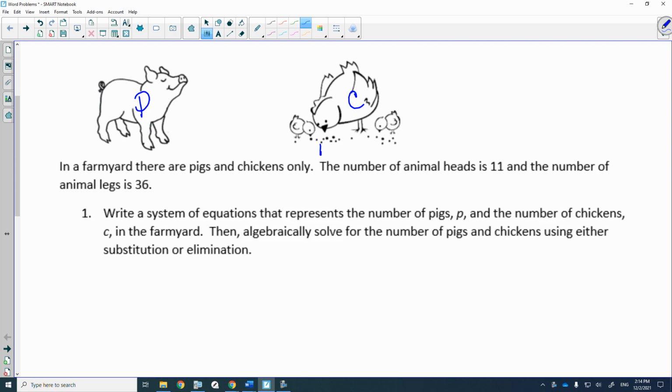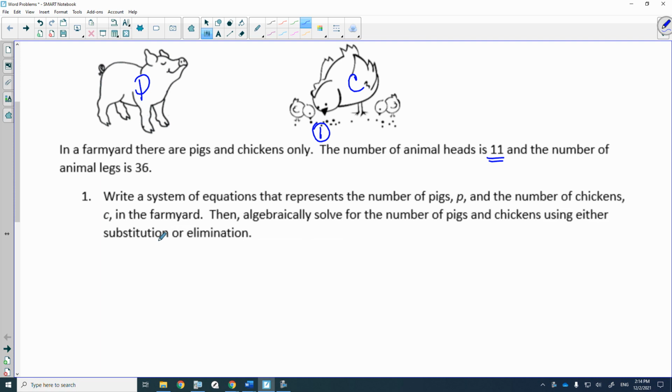The first system is going to have to do with the number of heads in the farmyard. There's 11 total. So what would that system be? Very basic, easy system. Aeneas, what would it be? That's right. The number of pigs plus the number of chickens is equal to 11.